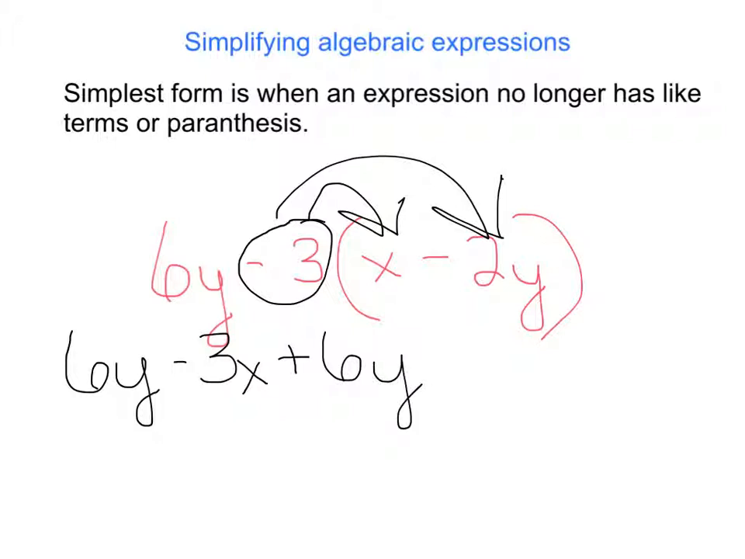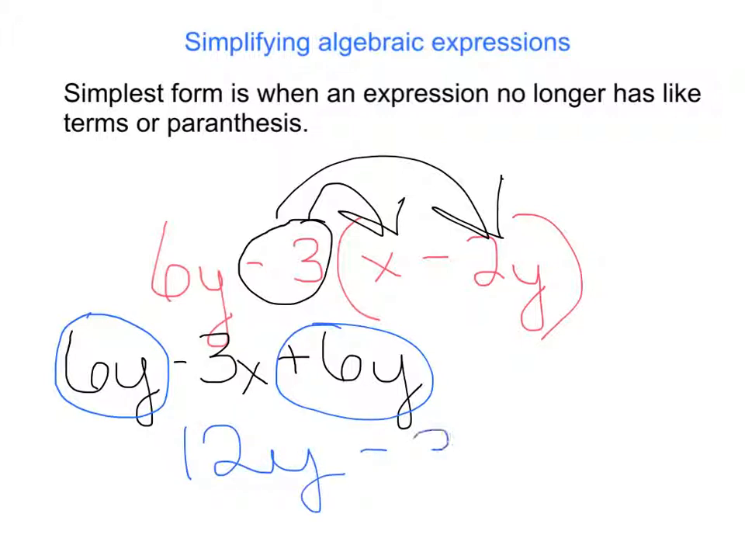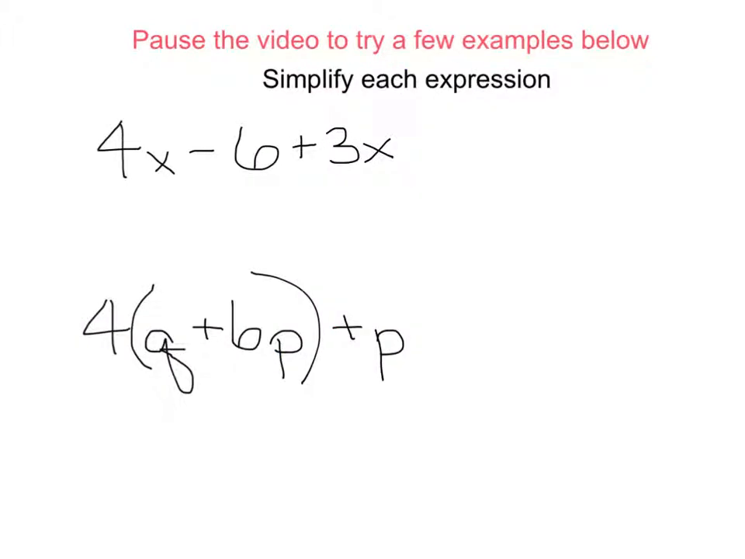Now we need to go through and identify our like terms. So we have a 6y and a 6y. We combine those and we get 12y minus 3x. Pause the video to try a few examples below.